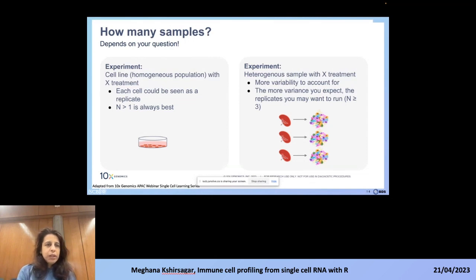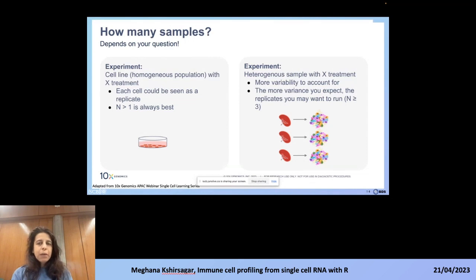So in an experiment, if you are talking of a homogeneous population where the population is the same, then you can always think that each cell is a replicate, because now the population is the same. So in that case, fewer samples can also be fine, but of course usually we want more than one sample.